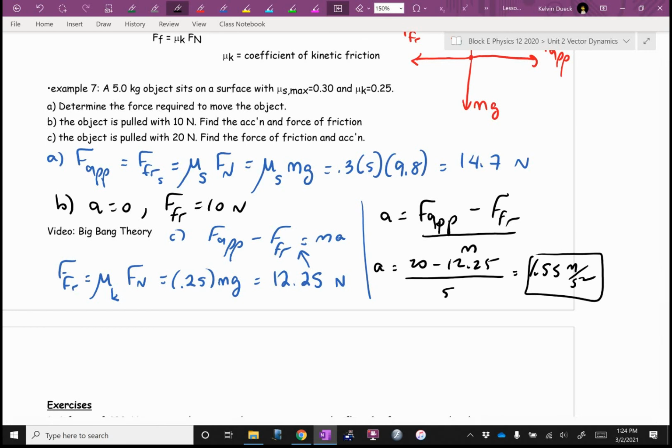So, I gotta be honest though, Sky, on your test, I'm not gonna give you two different mu's like I did here. We're just gonna treat mu as though it can work for both static and sliding. The only reason I'm covering this is because a few years ago I had a student ask, Mr. Dewick, why is it that once I start something sliding, I don't have to push as hard? And the reason is kinetic mu is smaller than static mu. I'm assuming all of you have tried to slide something really heavy and have noticed that, oh, I got it moving, I can ease up now. Weird.